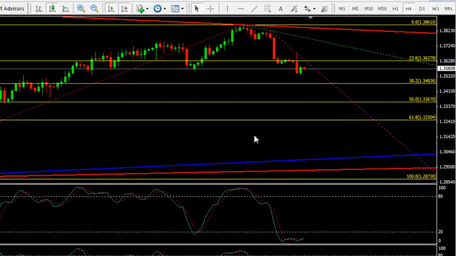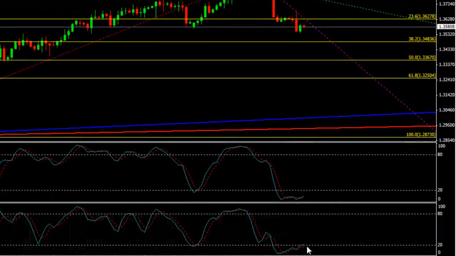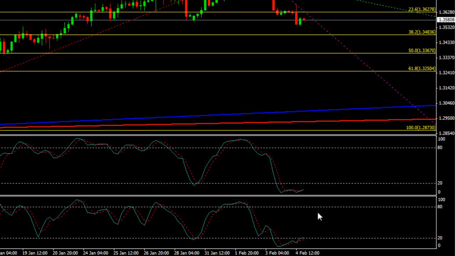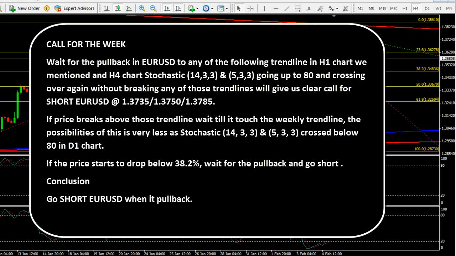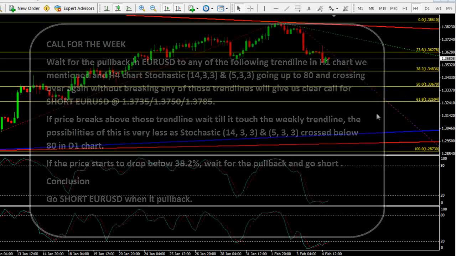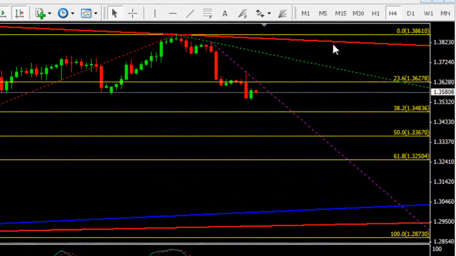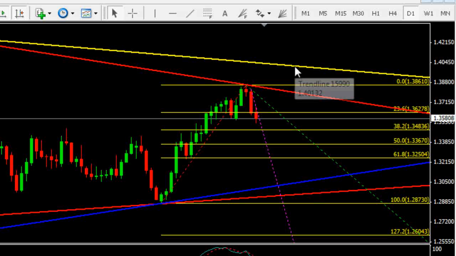So in conclusion, for the bears, wait till EURUSD pulls back to this trend line, along with stochastics 14, 3, 3 and 5, 3, 3 coming up and crossing over near this 80 line, where price would be around 1.3735 or 1.3750, somewhere around this trend line. Go short till 38.2 or 50 or 61.8 percent. Or else, if the price breaks above all these trend lines and goes up to a new high, wait till the price hits this strong weekly trend line and then go short again.